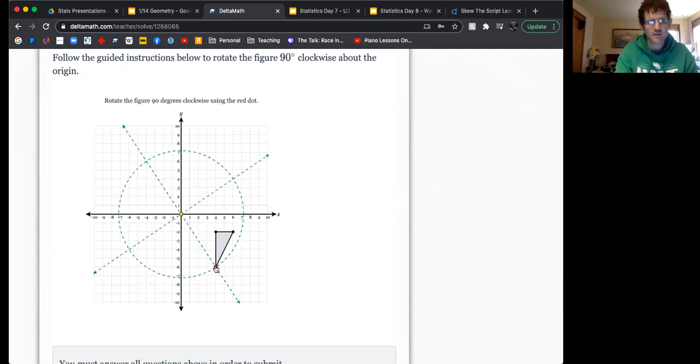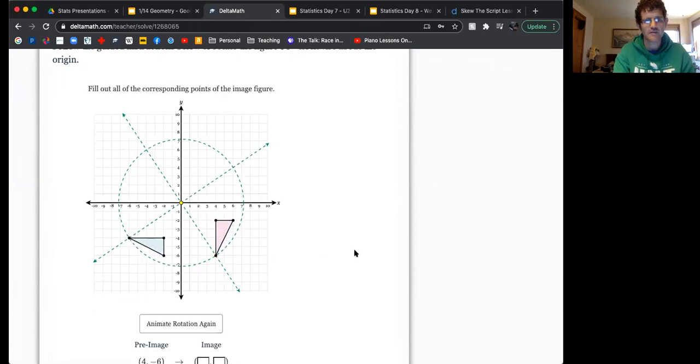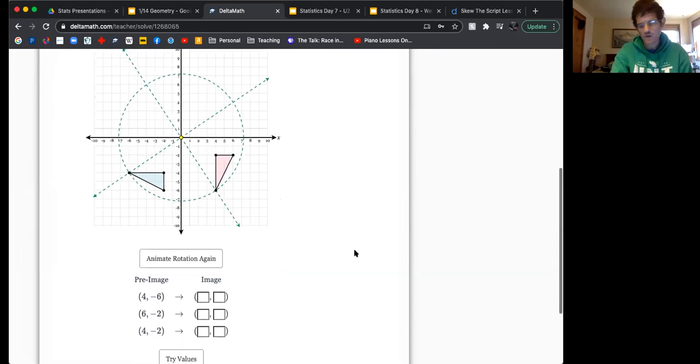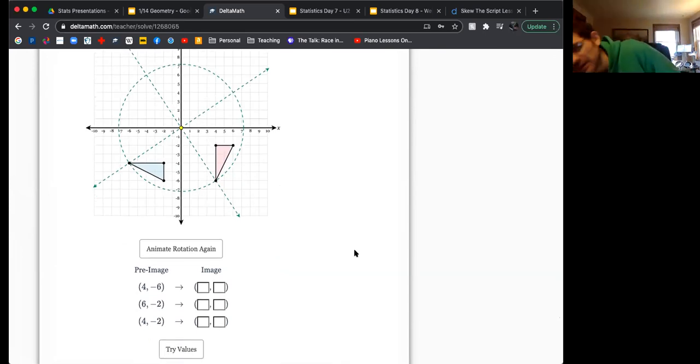90-degree clockwise. So we've already done 90 degrees. This is going to go clockwise. It's going to end right there. Now I am going to copy these coordinates again, but what we're going to do differently is this time we're going to try and come up with the coordinate rule for this. All right. So our coordinate rule, this point of 4, -6 got rotated around to -6, -4.